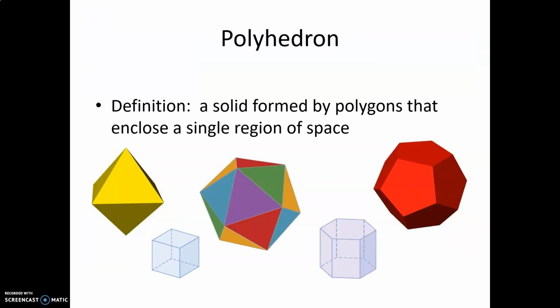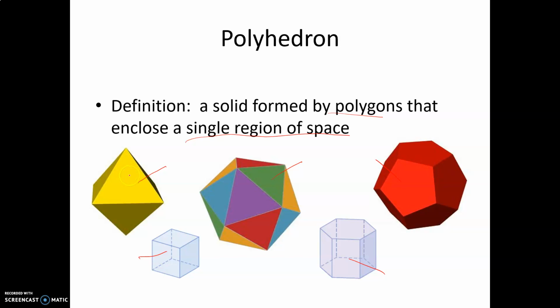So first we have a polyhedron. Definition: a solid, so all those are solids, formed by polygons that enclose a single region of space. So inside each of these, you can see that there's a bunch of space inside there. And that's enclosed in a single region of space. A solid formed by polygons.